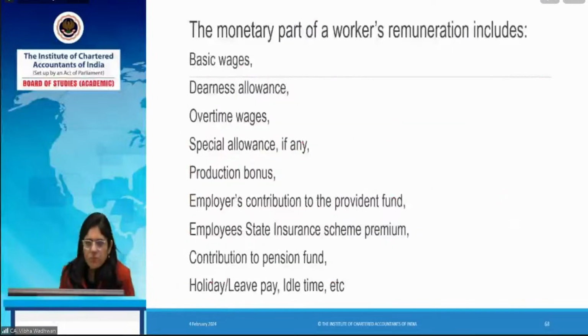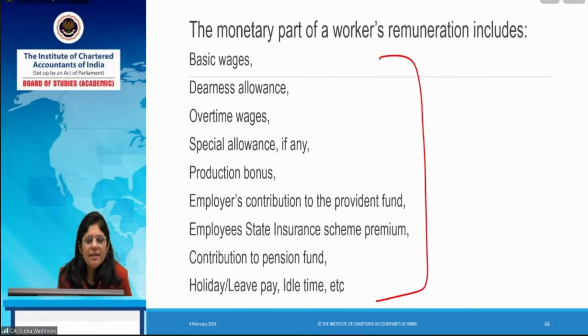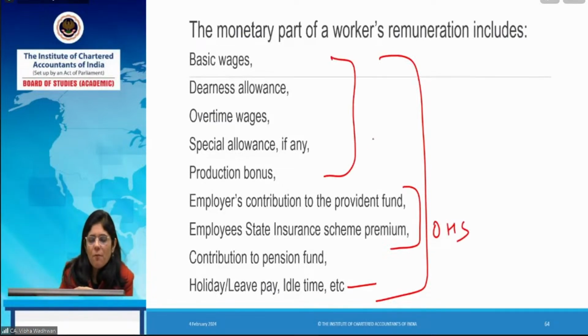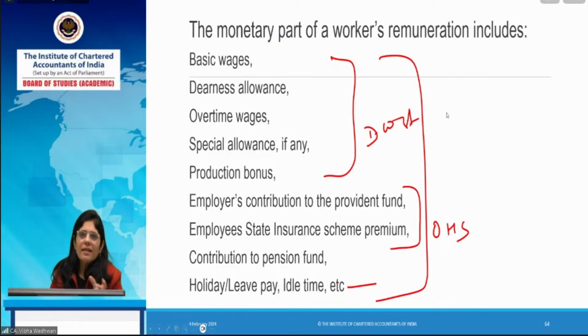Clear? All these are monetary remuneration: basic, DA, overtime, special, everything. So one view is that monetary should form part of direct cost and the non-monetary should be overheads. The other perspective is that even the holiday, idle time, night shift allowance, employer's contribution should form part of overheads and the rest should form part of the direct cost. So that is the discussion here.